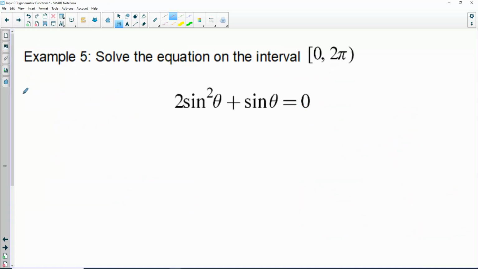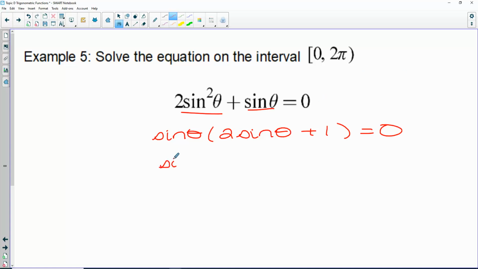What about this one? Pick out a sine. Factor. So from these terms we take out sine theta. That leaves us with 2 sine theta plus 1. So we have two things multiplied that equal 0. Set each one equal to 0. And this time I only asked for the solutions between 0 and 2 pi, so I don't have to do all possible.